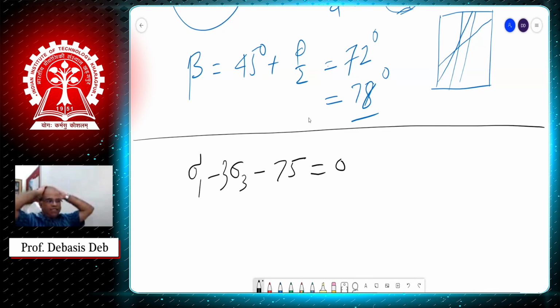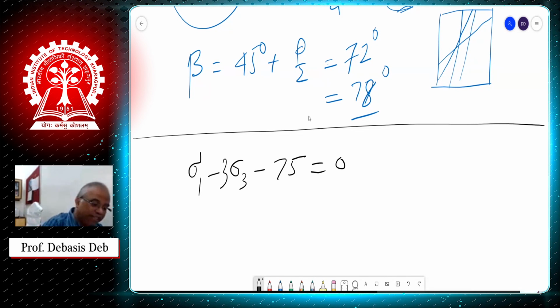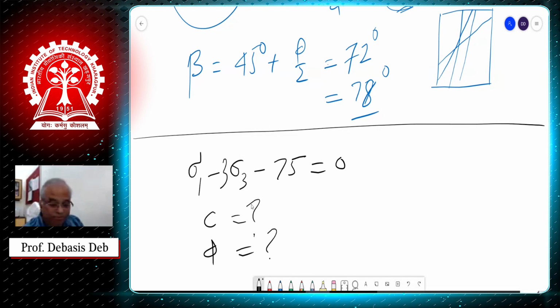Just quickly tell me, it's very easy. By a series of triaxial tests, a student has come up with this equation. What is the cohesion and what is the friction angle? What is C and what is phi? Sir, C 21.65. And phi? Phi you can find. Without finding phi, how did you calculate C?